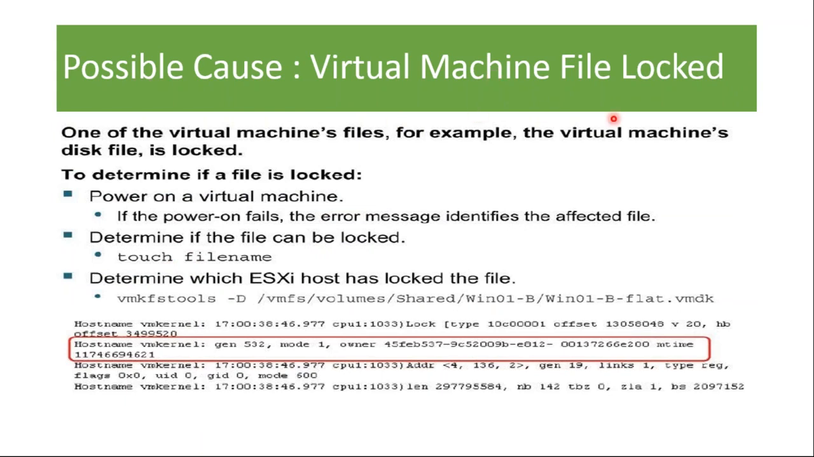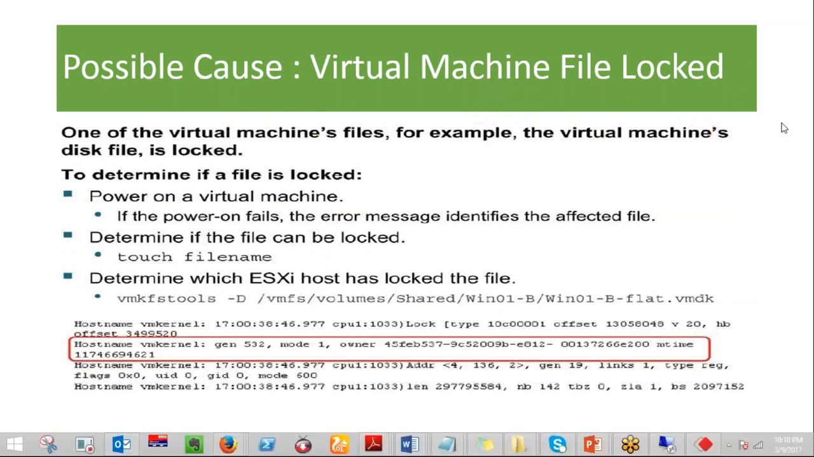The next topic is the possible causes of a virtual machine file being locked, due to which you are not able to power it on. One of the virtual machine files, such as the disk file, is locked. First of all, you have to determine which file is locked. When you power on a virtual machine, it will show you a hint, an error, about which file is locked.